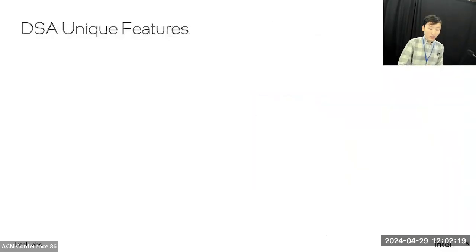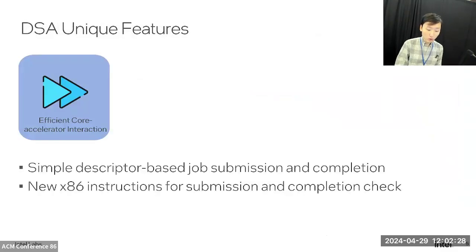As a new IP on the modern Intel Xeon CPU, DSA has several unique features that facilitate its deployment and usage. The first one is its core-accelerator communication. Software uses simple descriptors to submit the task to DSA, and this can be done by a new x86 instruction.